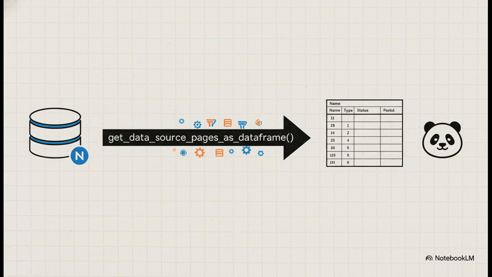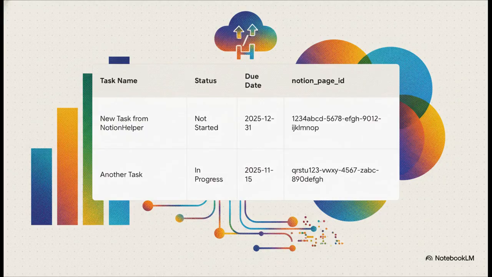It handles all the annoying stuff like pagination, it parses all the different property types, it cleans up the data, and what you get back is a beautiful, clean Pandas data frame. It's awesome. And this is what it looks like. Just like that, your Notion data is now perfectly structured in a data frame.